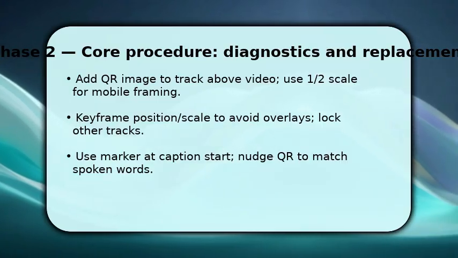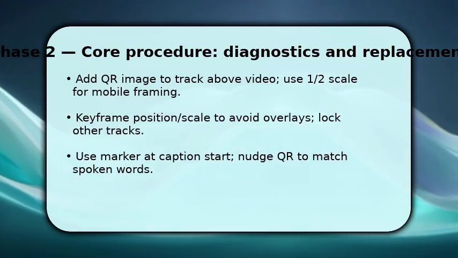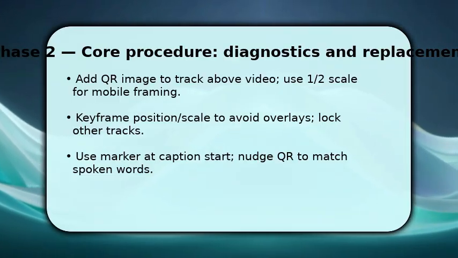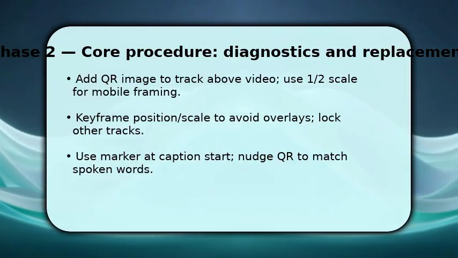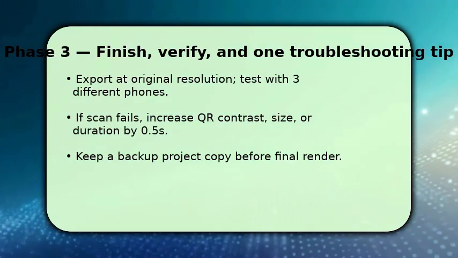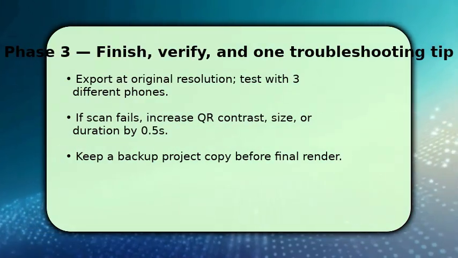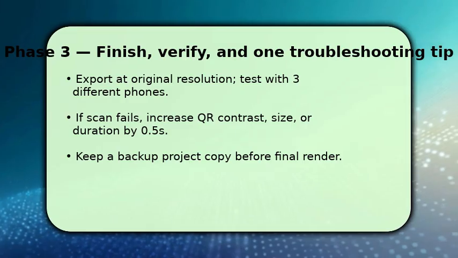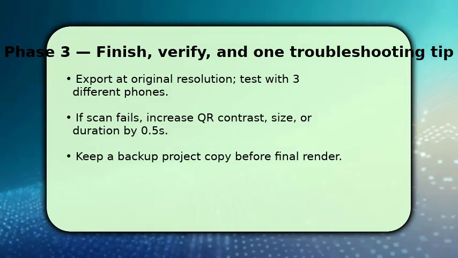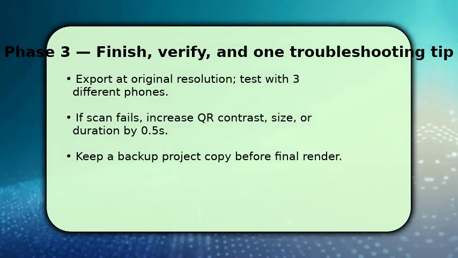Make small position and scale keyframes to keep the QR visible and unobstructed as the scene changes, because viewers must scan cleanly. You finish by exporting and testing. This final pass confirms everything works in real use. Export at the source resolution and test the QR with at least 3 different phones.